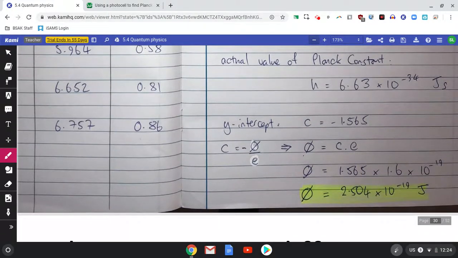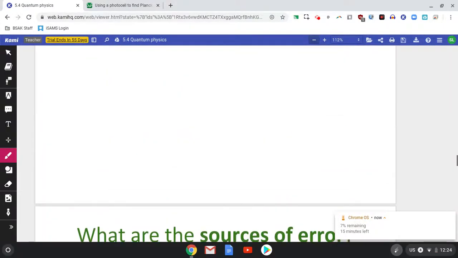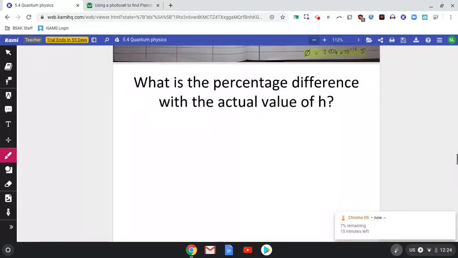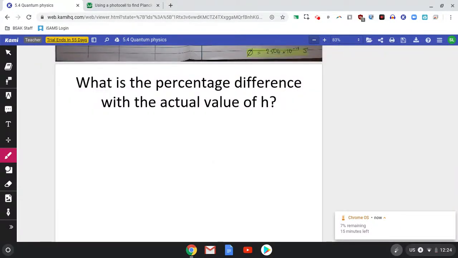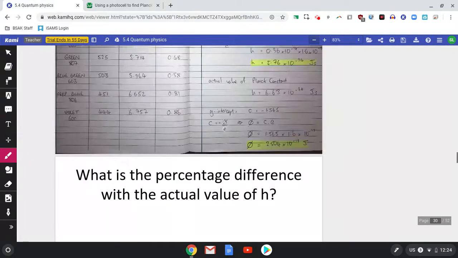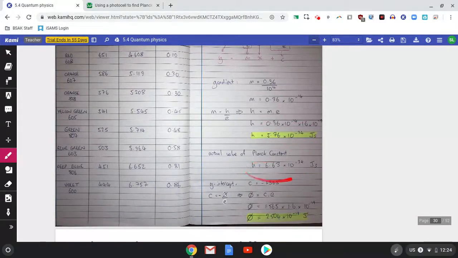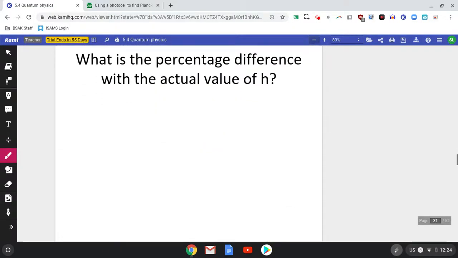Okay. Just one last thing to talk about then is percentage difference. Like I said, if you're going to quote the final value and the known value, then work out your percentage difference. Dead straightforward. Because the calculated value and the known value are both times 10 to the minus 34, we don't have to include that in the calculation for percentage difference.